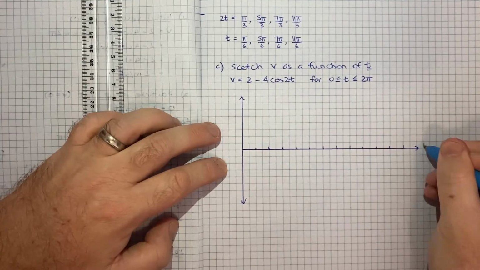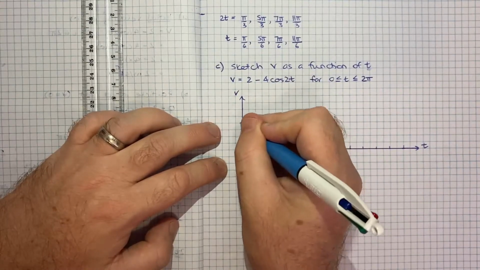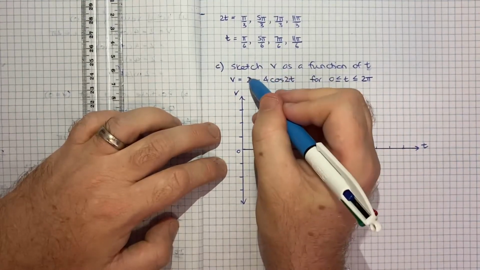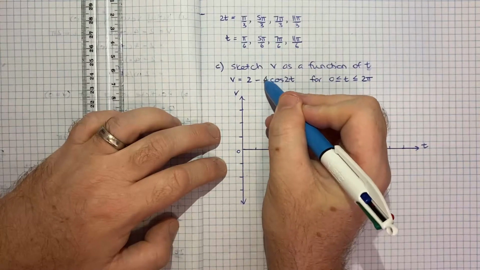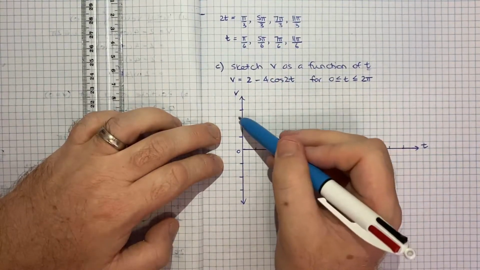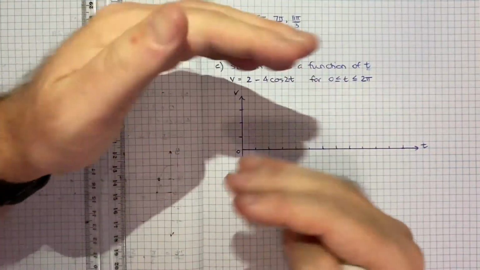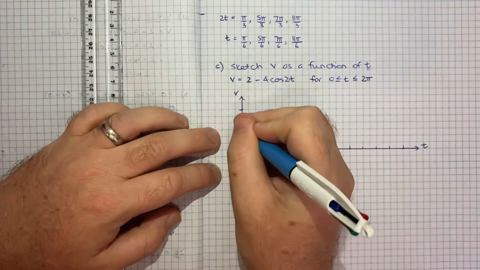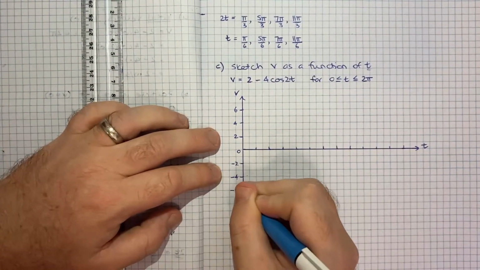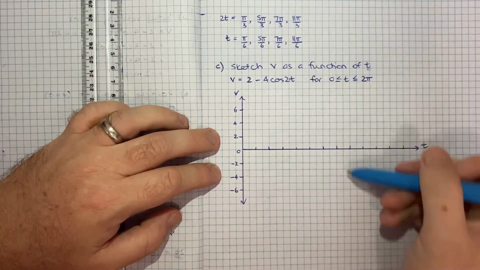So this is t, vertical axis is v, this will be 0. And because we've got 2 minus 4, we're not just going to be between 1 and negative 1 now, it's going to be stretched. I think if we go 2, 4, 6, negative 2, negative 4, negative 6, that should be enough to cover the amplitude of what we're going to see.